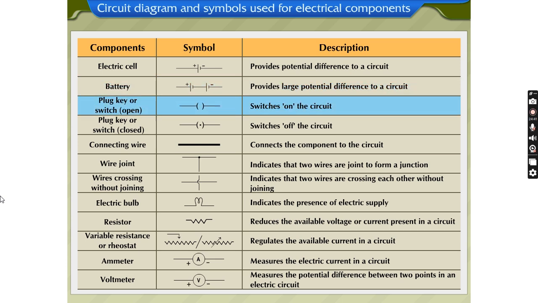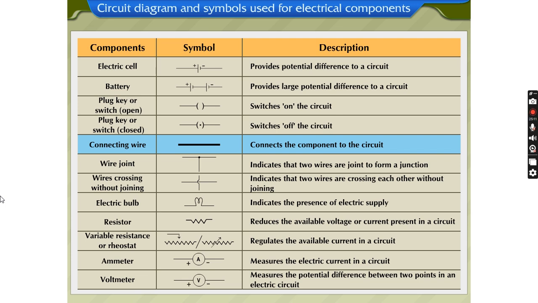A plug key or a switch, open. A plug key or a switch in open state allows the flow of current in a circuit, that is, it switches on the circuit. Plug key or switch close. A plug key or switch in closed state stops the flow of current in a circuit, that is, it switches off the circuit. Connecting wire.